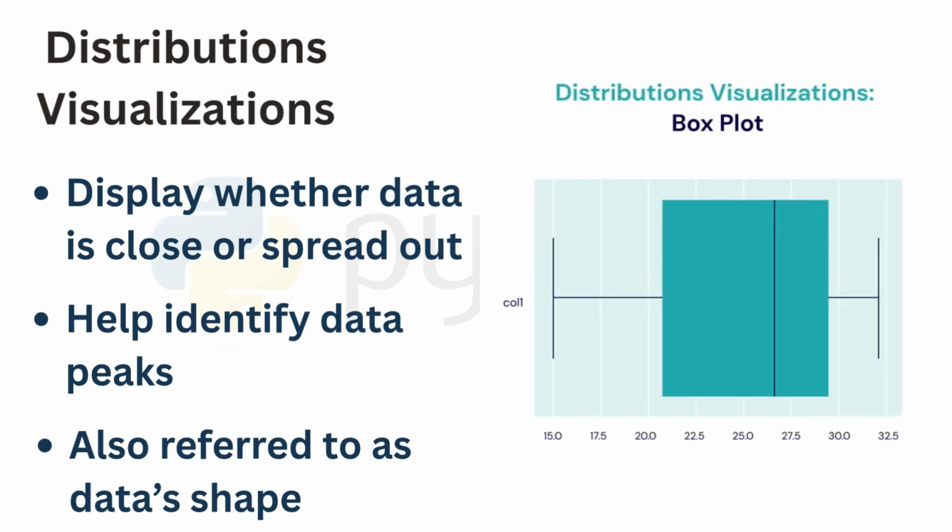There are a few common visualizations that focus on data distributions. One example is a box plot, which tells us what section the data falls in.